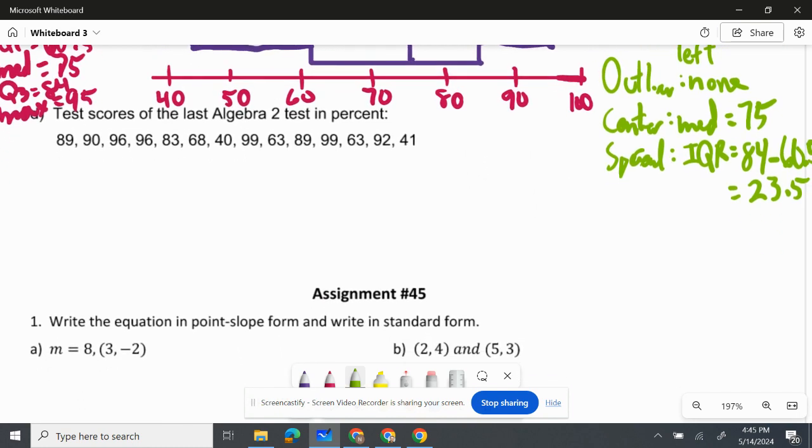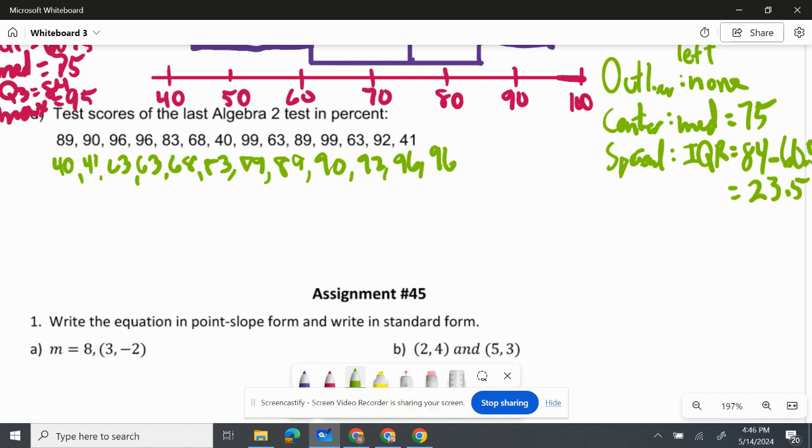Last one, we're going to do the same thing. We're going to put the numbers in order. So what we have is 40, 41, 63, 63, 68, 83, 89, 89, 90, 92, 96, 96, 99, and 99 again.